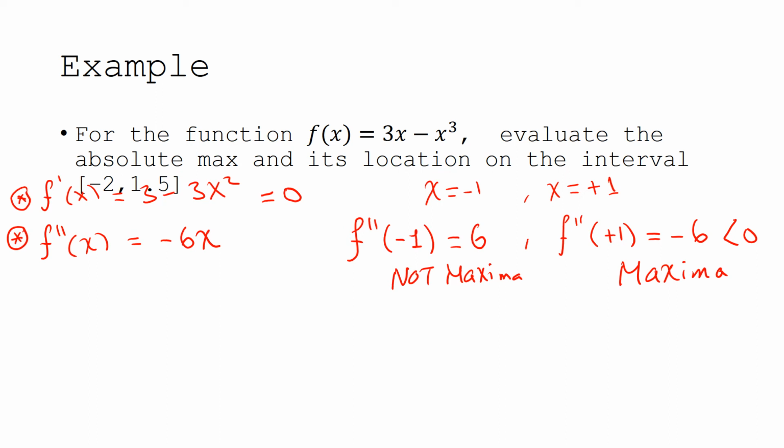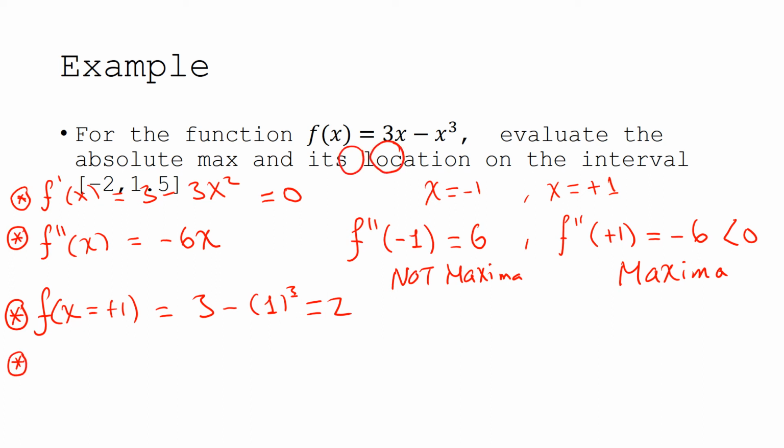Okay. Now we need to compute the value of the function f of x at our local maximum point, which is plus 1. So this gives us 3 times 1 minus 1 cubed. This is equal to 2. Okay, so this is the value of the function at the local maxima, if not the global. To complete the solution and verify whether this is the global maxima or just a local maxima, we are going to compute the value of the function at the end points of the range.